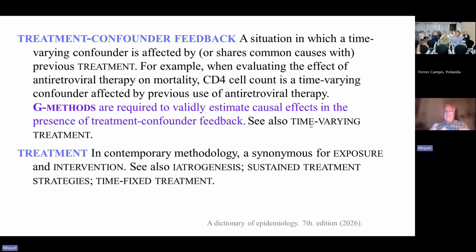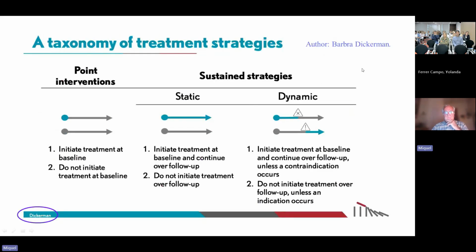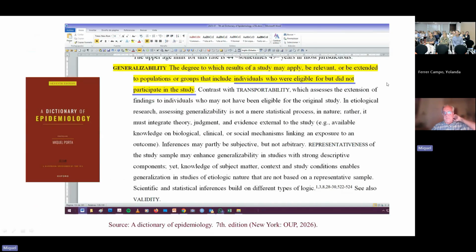And for many years, we were concerned about this type of problem. And it was not until recently that the technology was available. Sometimes a taxonomy of treatment strategies is also useful, both in observational studies and in clinical trials. So take a look at what Barbara Dickerman and colleagues are doing, and I think you will like it.